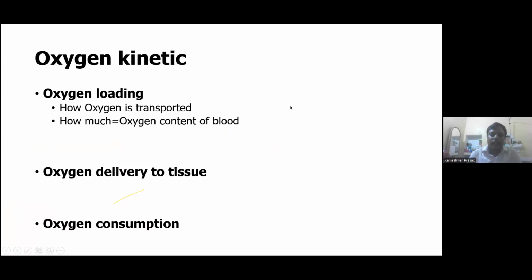Now let's look at the journey of oxygen from lungs to the tissues. There is an analogy in our day-to-day life.